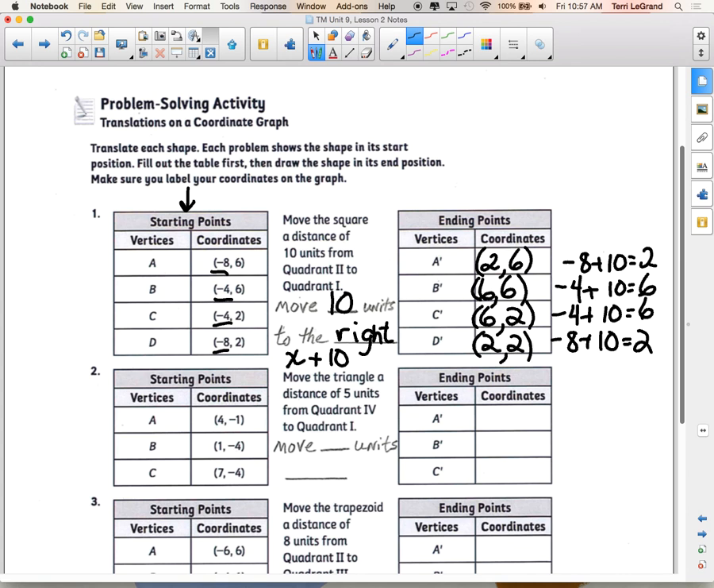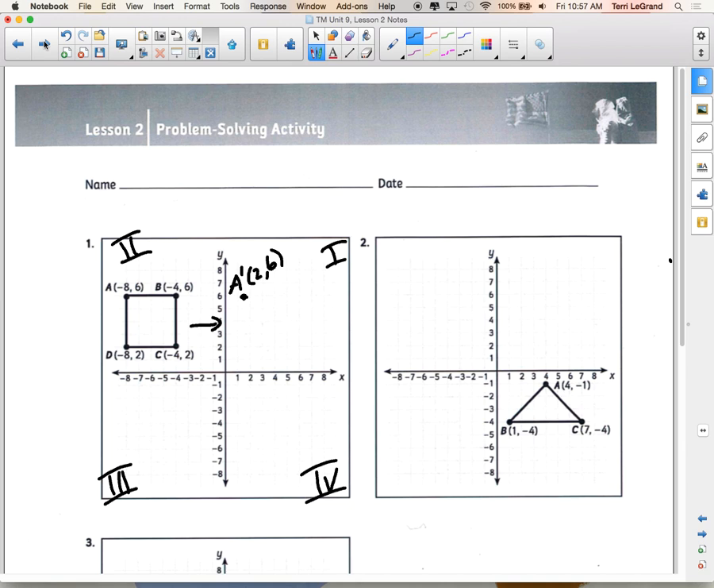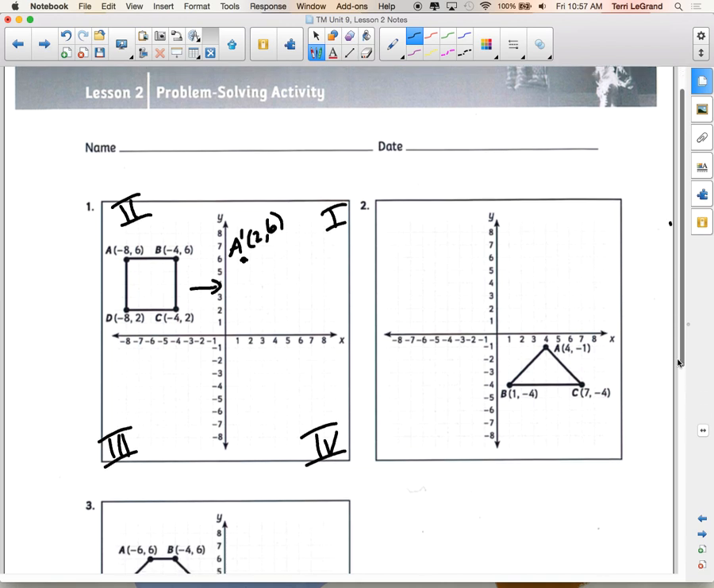Okay, so we're going to go plot those points, ordered pair 6, 6, call it B prime, and label its coordinates on the graph, C prime and D prime. And let's see if we still have a square. That looks like it slid 10 units over.